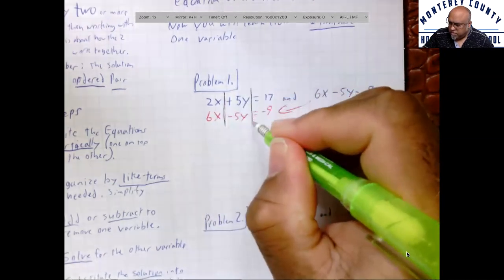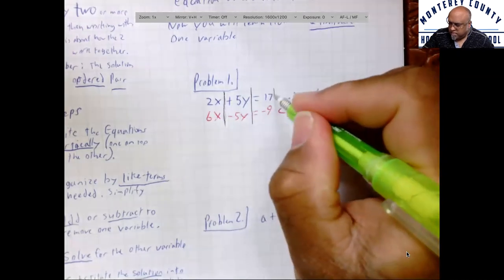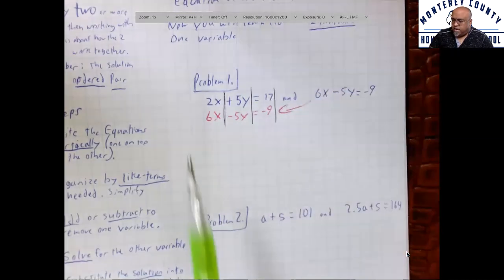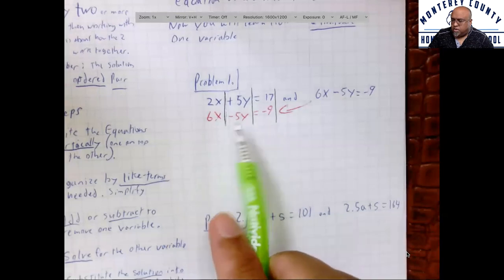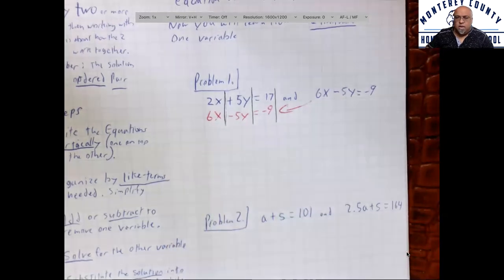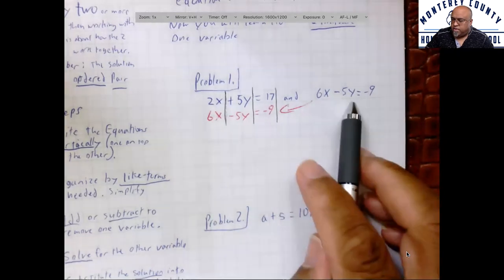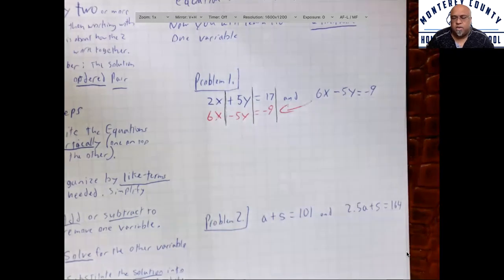I have 5y and negative 5y. And I have 17 and negative 9. So I have my x variable, my y variable, and my constants all organized into 3 columns there. Okay. Now sometimes let's just say, for example, 6x was over here, negative 5y was over there. Then you have to just take a little minute to organize it.